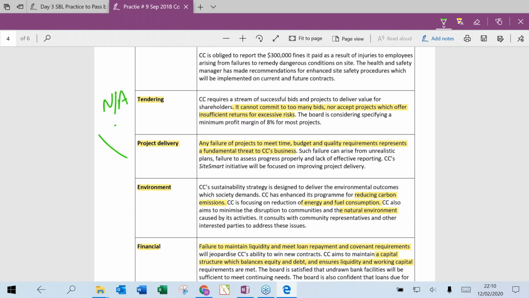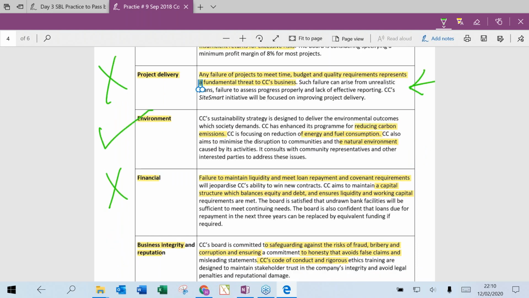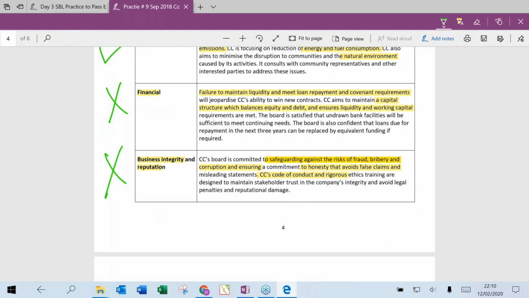Project delivery is a big risk. We might miss the deadline. We might cross the cost. We might affect the quality. So this risk needs to be mentioned. Okay. Environment he has covered. Financial he has missed: how the project will be financed. Business integrity and reputation he has missed.